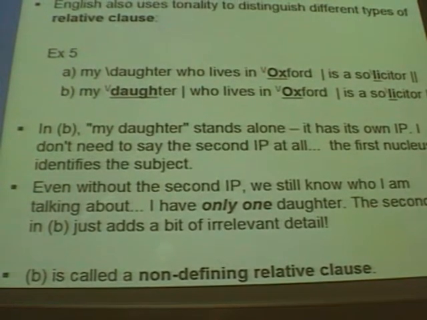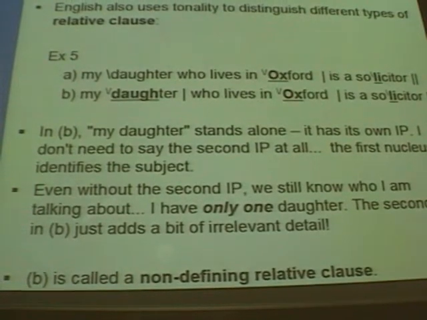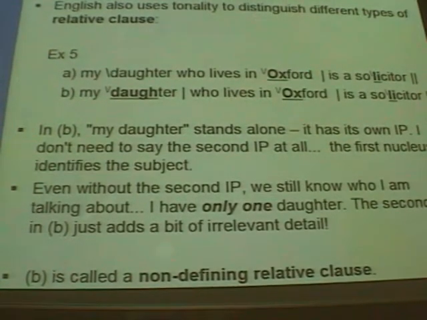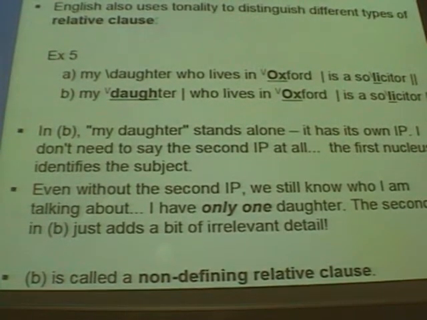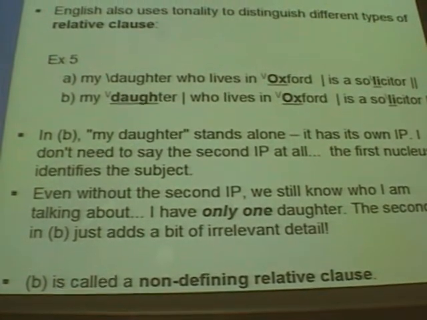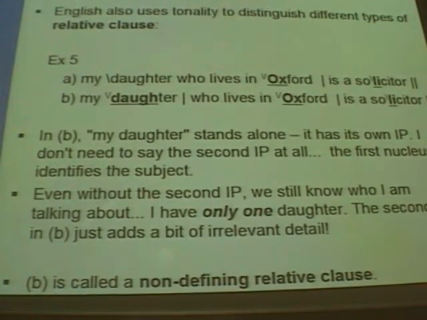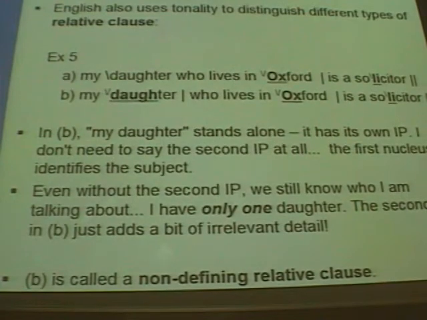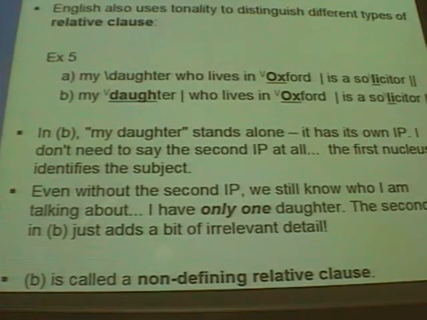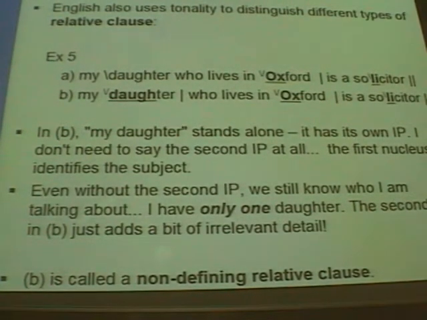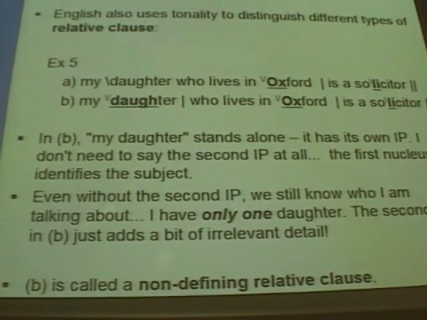So we have intonation there, tonality in particular, helping us along. And of course what tonality does is it points different focuses, because every time you have an IP, you have a nucleus. And we already know that the nucleus is important. So that's a tricky little number, but it's definitely something where intonation is very active.